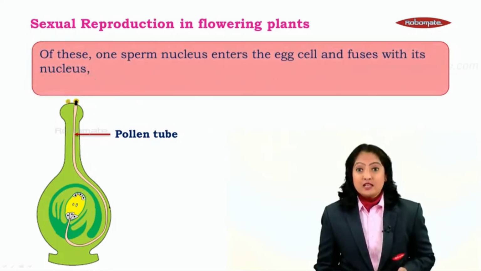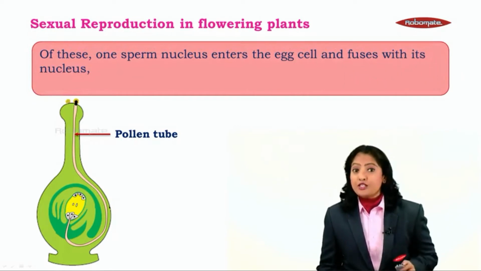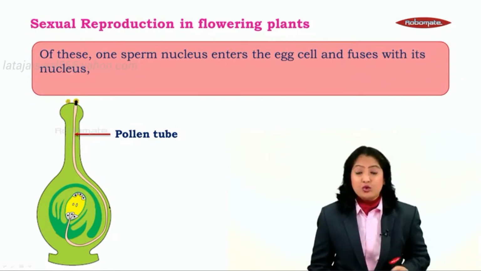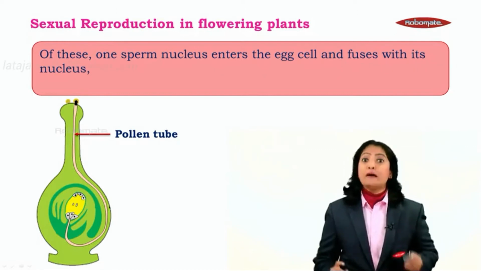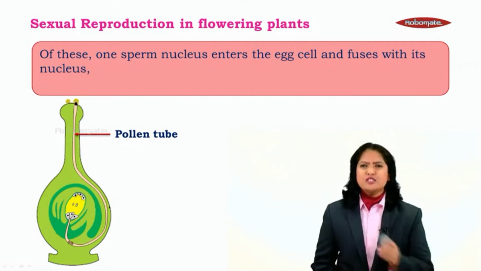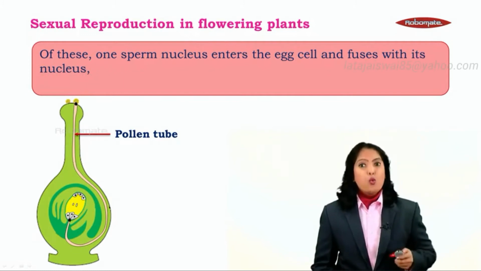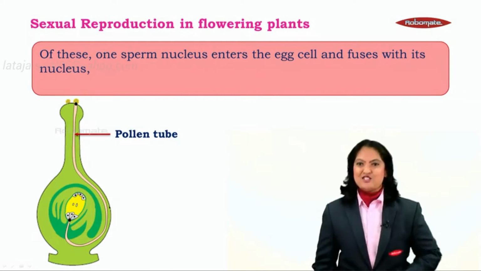Of these, one sperm nucleus. Now, in the pollen tube, we established there are two male nuclei. Out of that, one sperm nucleus or the male nucleus enters the egg cell and fuses with the nucleus. What happens then? This is the first fertilization.